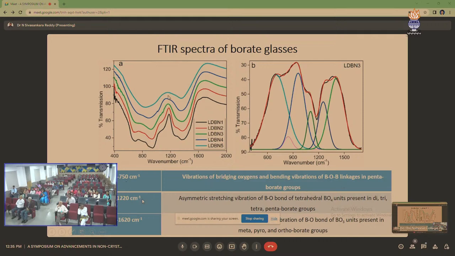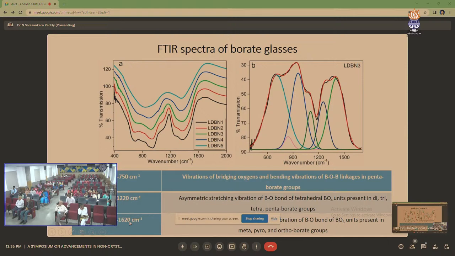And you can see almost all the borate glasses, when we take FTIR spectroscopy, exhibit vibrational bands in the region from 800 to 1200 and in the region 1200 to 1600. In any FTIR spectroscopy of borate glasses, these are the signals we are going to get. Now, 800 to 1200 centimeter inverse bands are due to B-O bond stretching vibrations in BO4 units. These are the structural units associated to 800 to 1200, due to BO4 structural units.